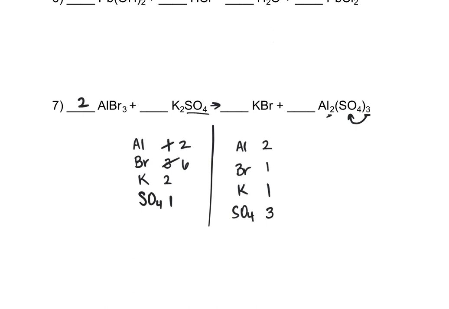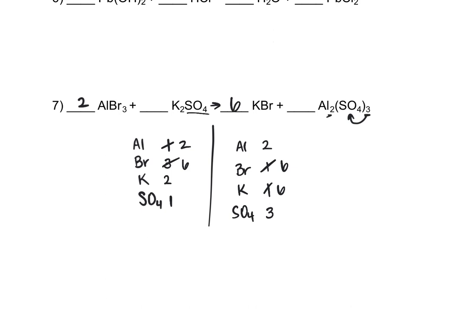So now let's take a look. So our aluminums are balanced, our bromines are not balanced. So let's try to balance those. Why not? So if we have 1 on the right, I want to put a 6 here. That's going to change this to 6 and that to 6. So now my aluminums are balanced, my bromines are balanced, but alas, my potassiums and my sulfates are not balanced. So I'm going to want to get them balanced.